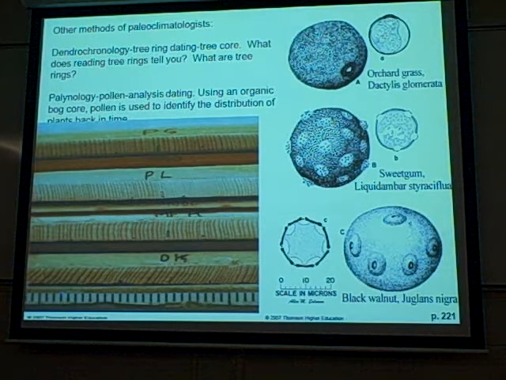So, other methods of paleoclimatologists: dendrochronology, that's the tree ring dating. You don't have to chop down the tree to count those rings. You could just drill in and pull out a sample that kind of looks like a pencil, and you could count those lines and do an examination.